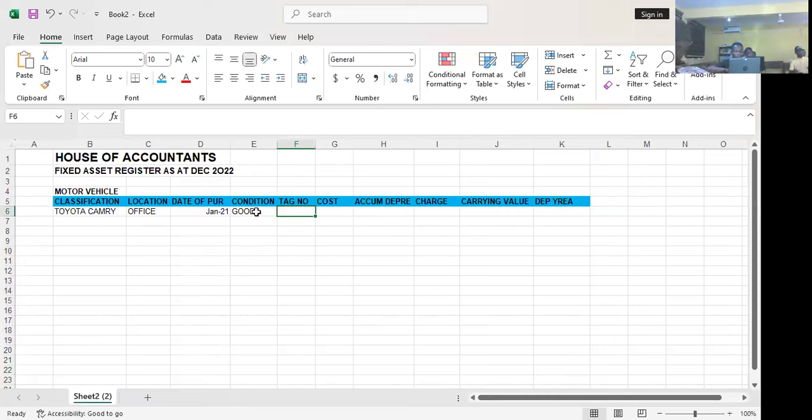Let me tap. I want to make sure we are all together. Good condition. What is the tag number? The tag number can be the plate number of that car. Let's say AF 567 AAA. So let's increase this a bit.